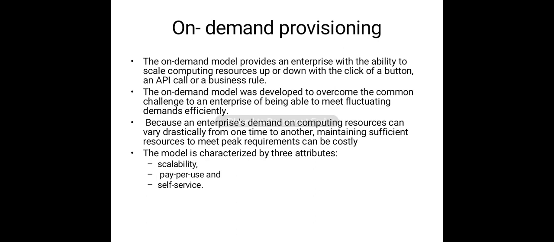Next, one of the main characteristics of cloud computing is on-demand provisioning. The on-demand provisioning model provides an enterprise with the ability to scale computing resources up or down with the click of a button or an API call. This model is characterized by 3 attributes: scalability, pay-per-use, and self-service. Scalability means an application or infrastructure that can be expanded to handle increased load. Pay-per-use, a metered service, is a type of payment structure in which the customer has access to potentially unlimited resources but only pays for what they actually use.